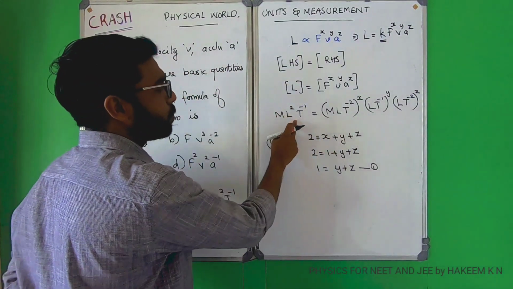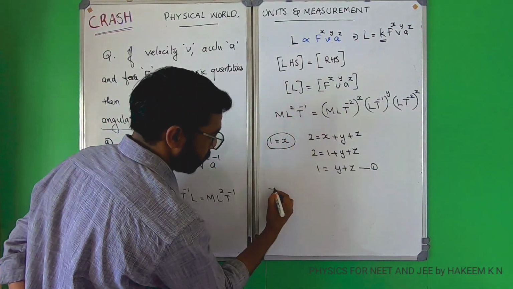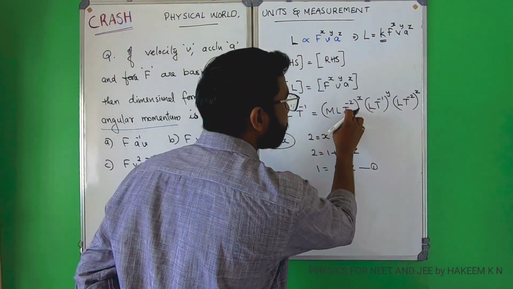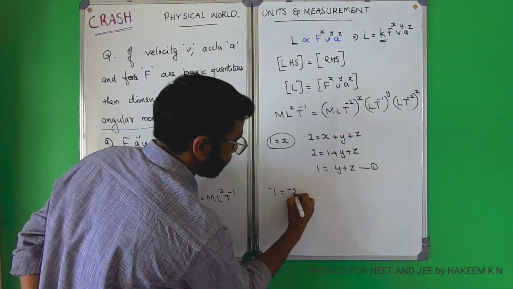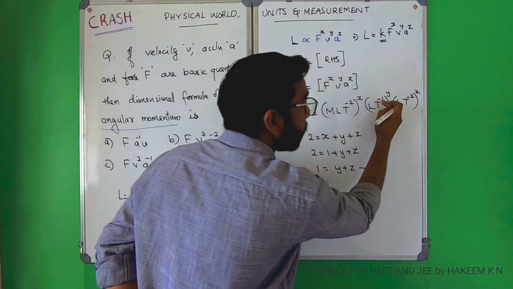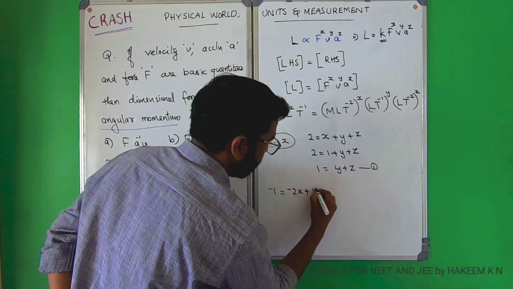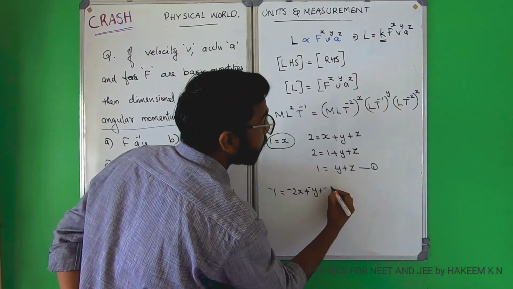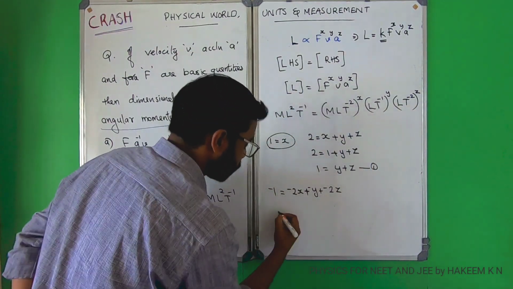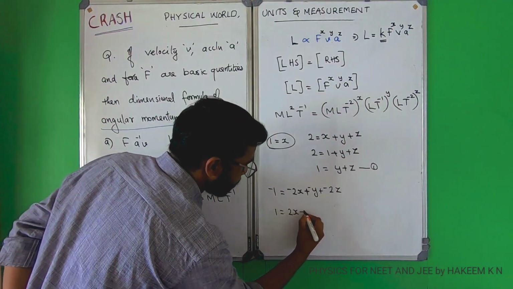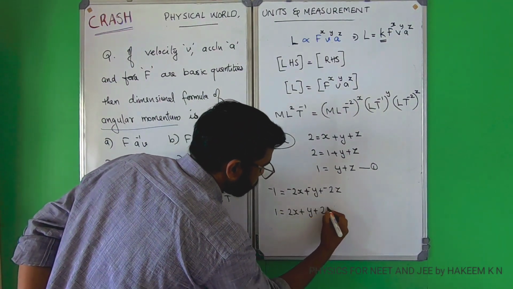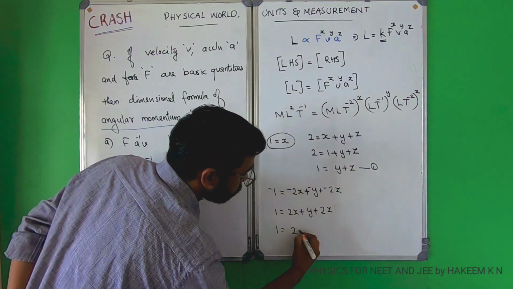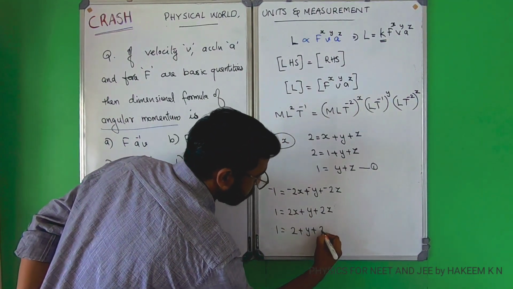Now take powers of T. Here T power minus 1. Minus 1 equal to T^-2 into x plus T^-1 into y, that is minus y, and minus 2 into z, that is minus 2z. So 1 equal to 2x plus y plus 2z. 1 equal to 2 into x is 1, so 2 plus y plus 2z.